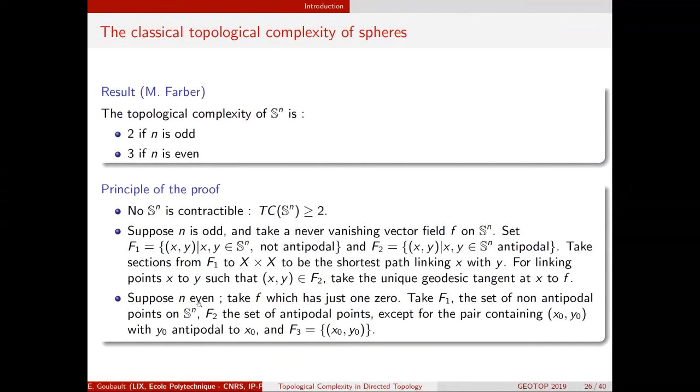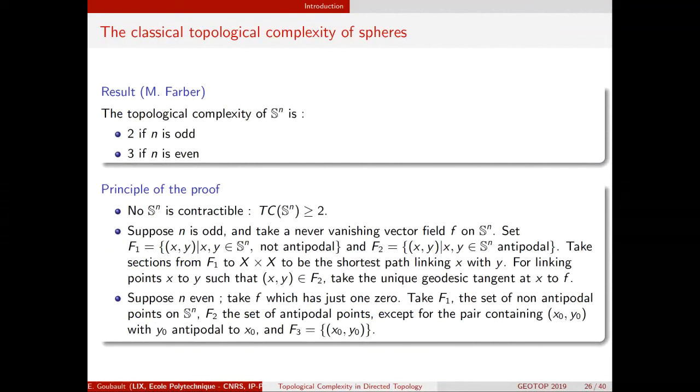The only difference is, of course, when n is even, you have to add a third part, which is the part on which you have this vector field which vanishes, so x0, and its antipodal counterpart. So certainly, if you take a directed structure on the sphere which is just given by these vector fields, when n is odd and when n is even, then I would gather that you are going to enforce that you'll have a partition into two parts when n is odd and into three when n is even.